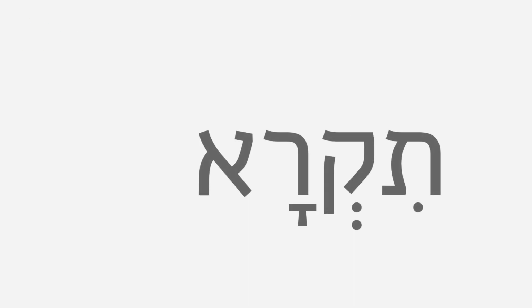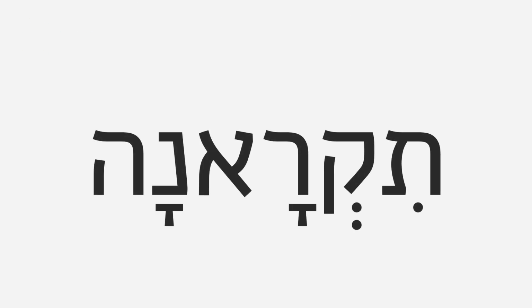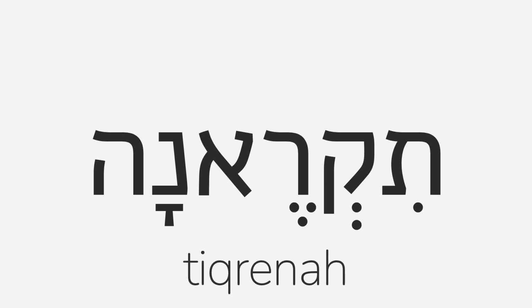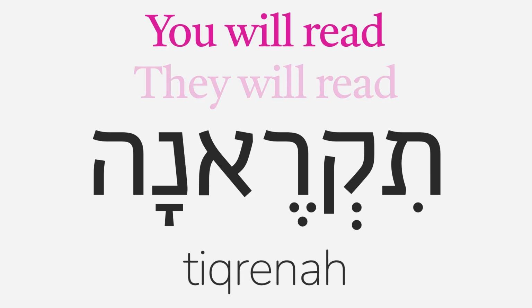With roots ending with aleph, when we add the ending na to the ata and he form, tikra in this case, the kamatz changes into a sagol to make tikrena. You will read feminine plural, or they will read in feminine form.